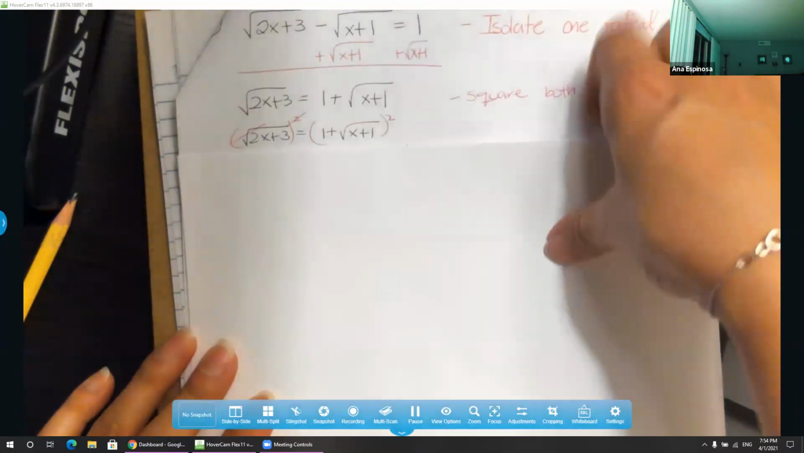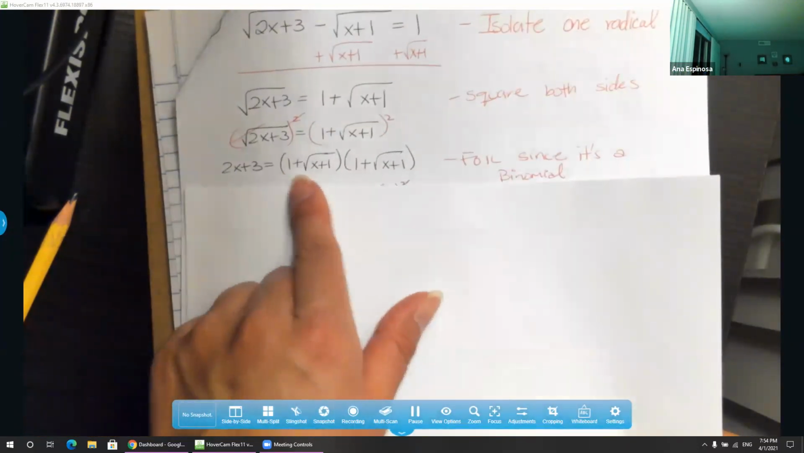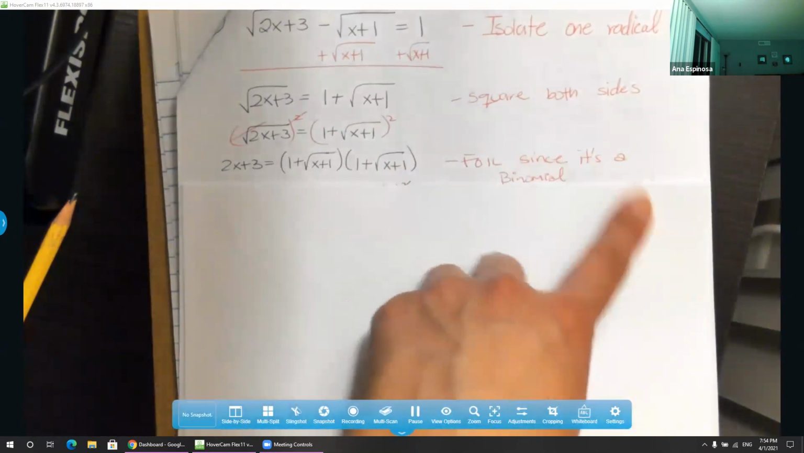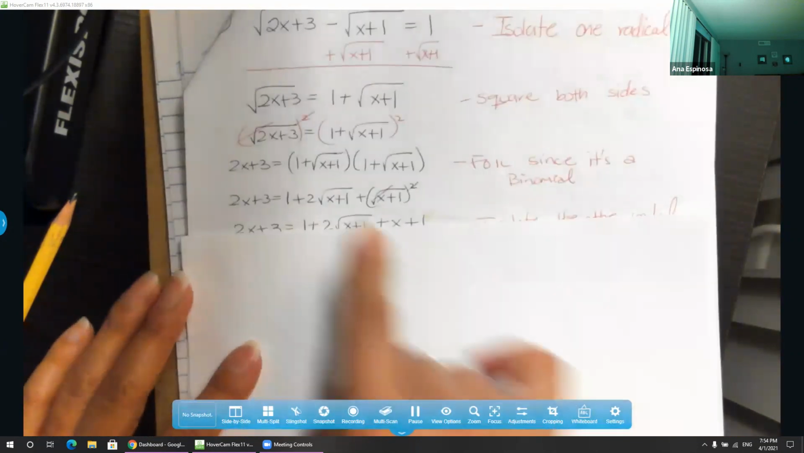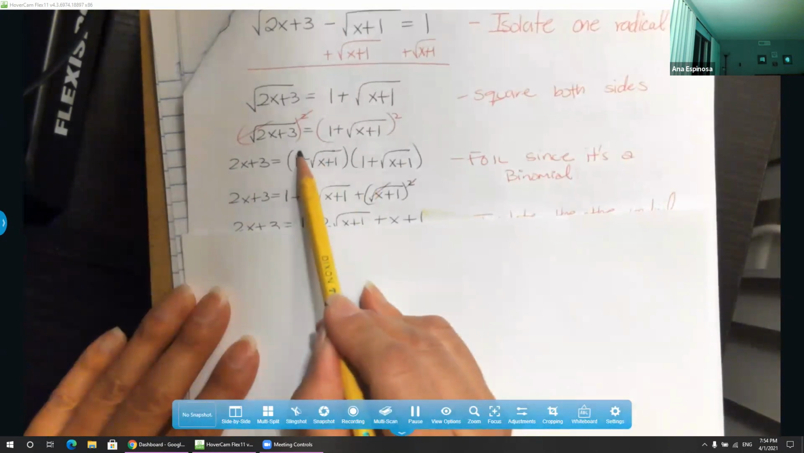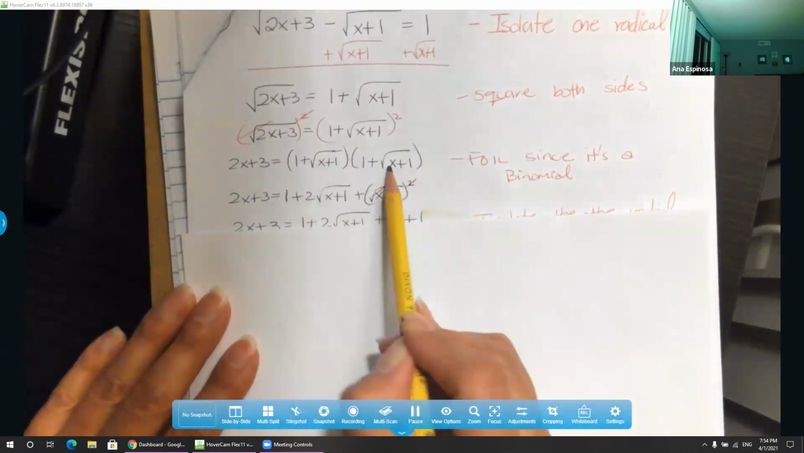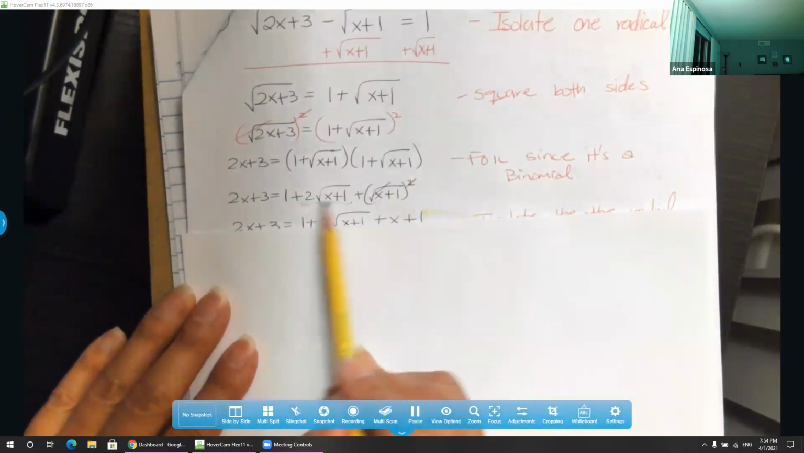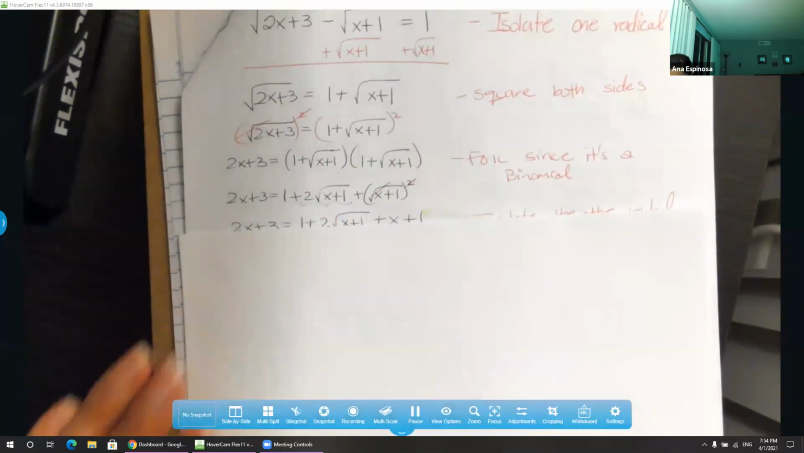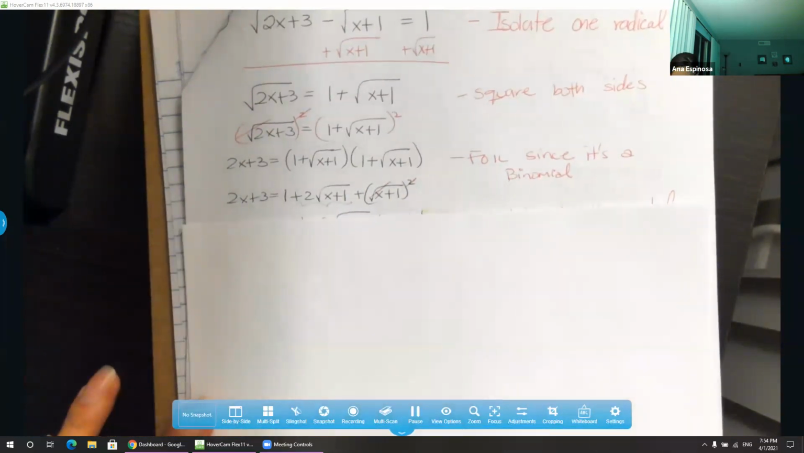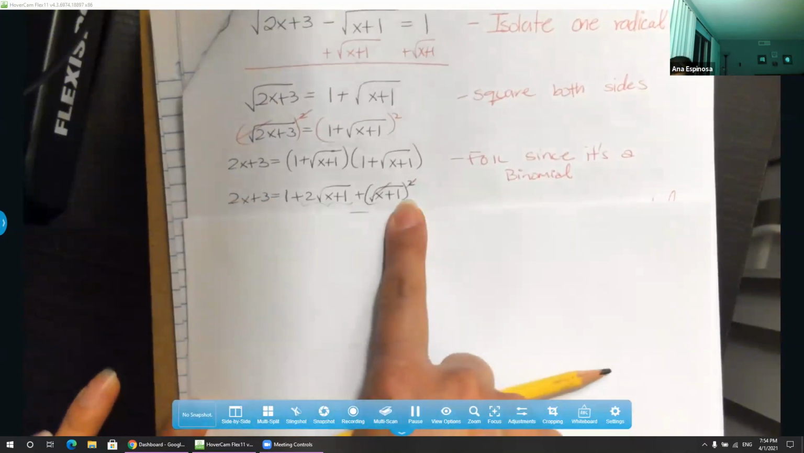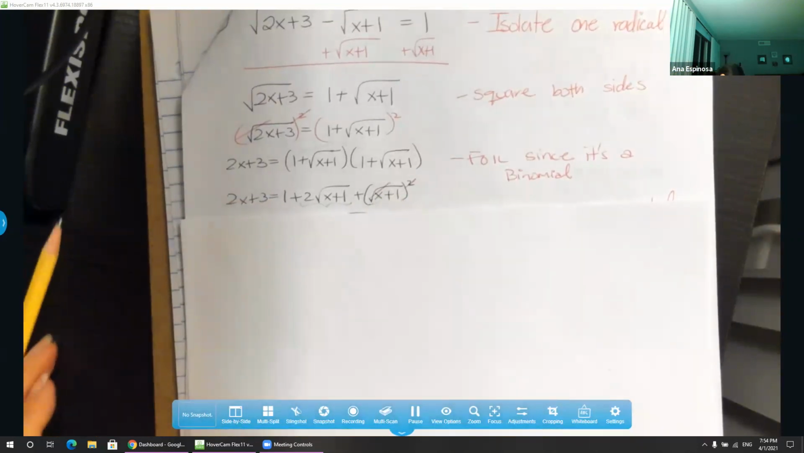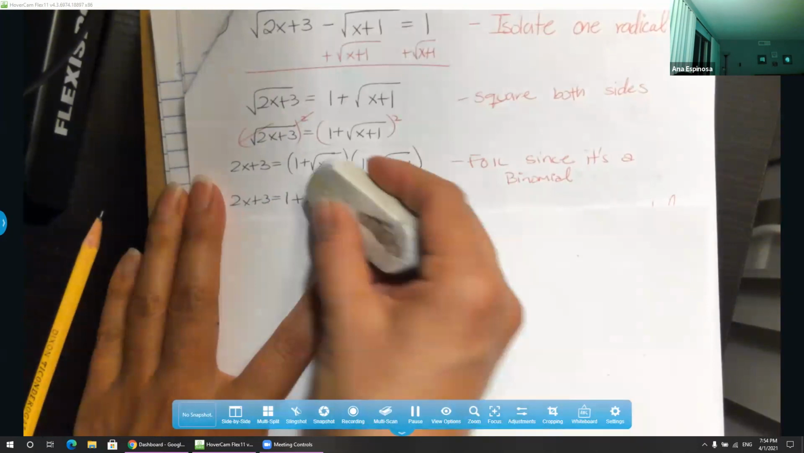Don't fret, I did all the work. So I wrote it twice. FOIL, since it's a binomial. So I did all the work. This. And then the middle 2 terms added to this. Okay. And that's how I got this part. Okay. Let me the middle.